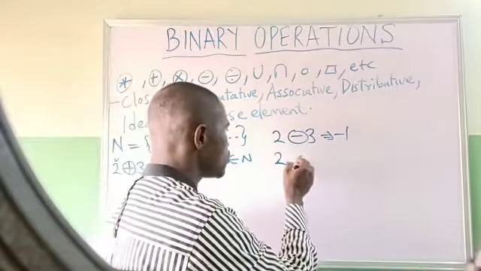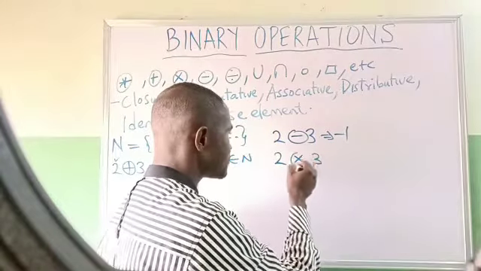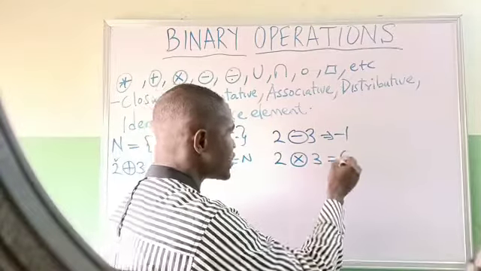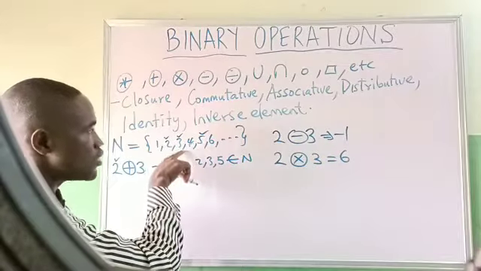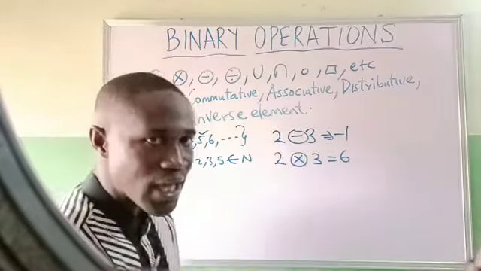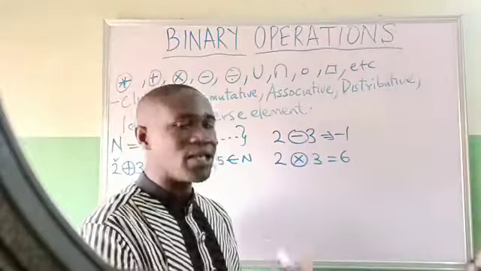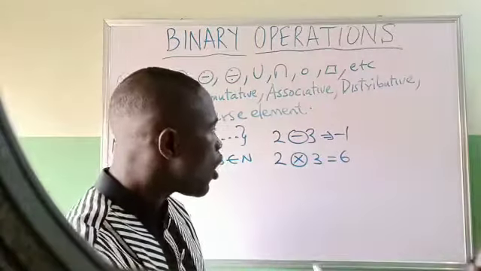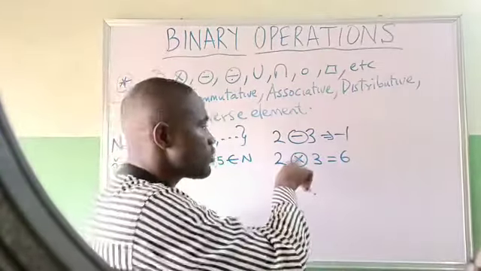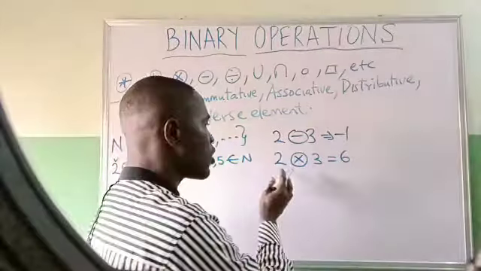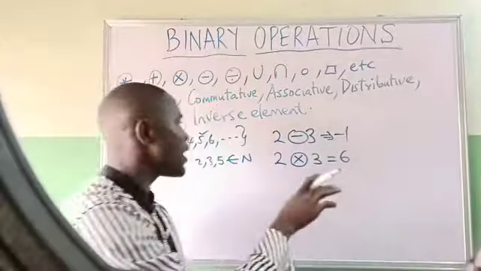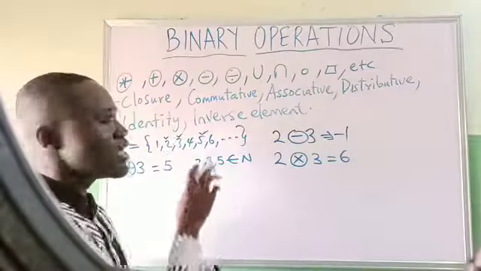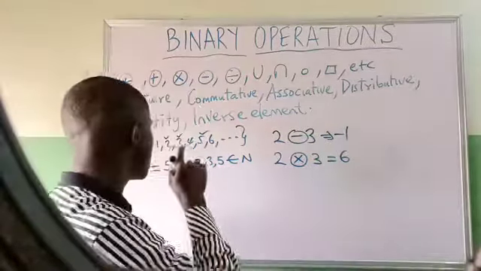When I check 2 times 3, what will it give me? 6. Do we have 2 here? Do we have 3 here? Do we have 6 here? You say yes. 2 and 3 are said to be closed under the binary operation times, because when they combine, you will get another number which is in the set of natural numbers.